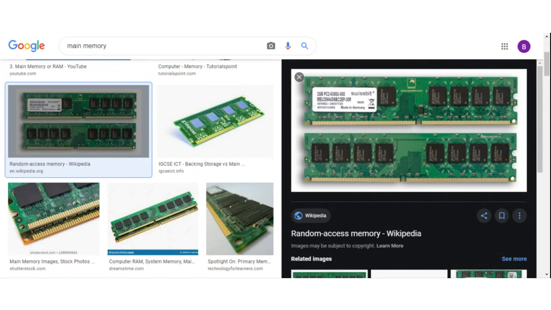Because we see the main memory is categorized into two: we have RAM and ROM. And we are through with the RAM. I want to discuss now the ROM, the read-only memory. Have you come across this term somewhere?